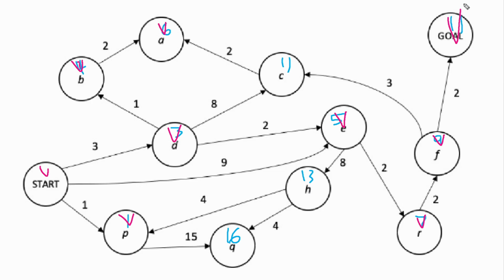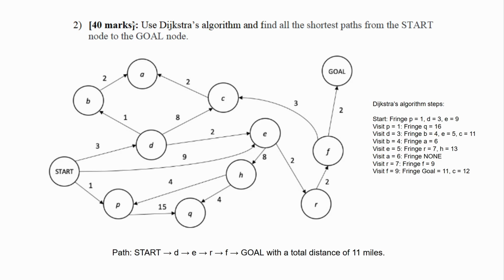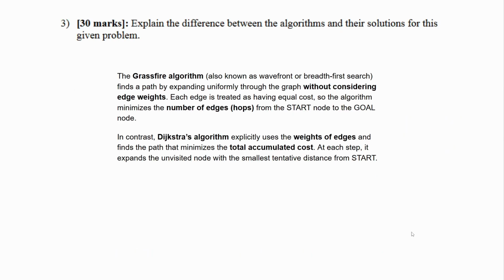The goal shortest path is 11 by following the path from start to D to E, sorry, to R to F to goal. So this is the answer that we basically just went through over here. So yeah, the shortest path was from start to D to E to R to F to goal, which was the total distance of 11.